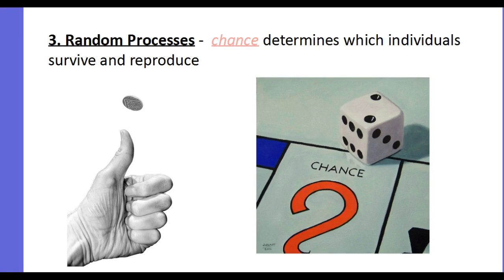All right, so last thing here, random processes. So we can have natural selection, artificial selection, and then random processes. This is when chance determines which individuals are going to survive and reproduce.